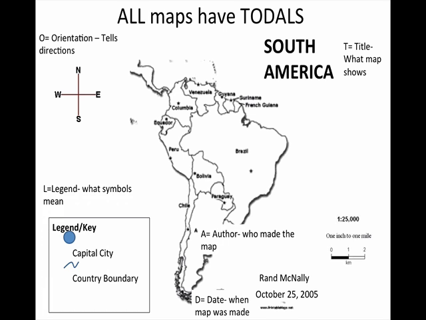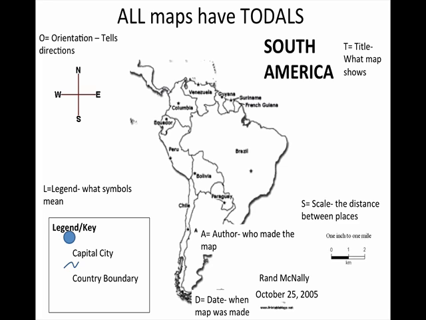The L in TODALS stands for legend. The legend is the same thing as the key, and this is on every map. It tells us what we're looking at and what the different symbols on the map mean. And this is very important so that we can actually interpret what we're looking at.